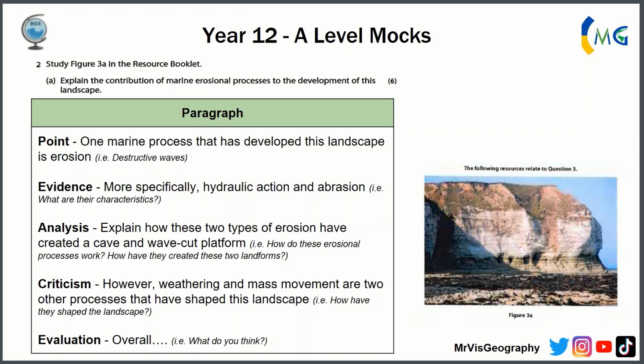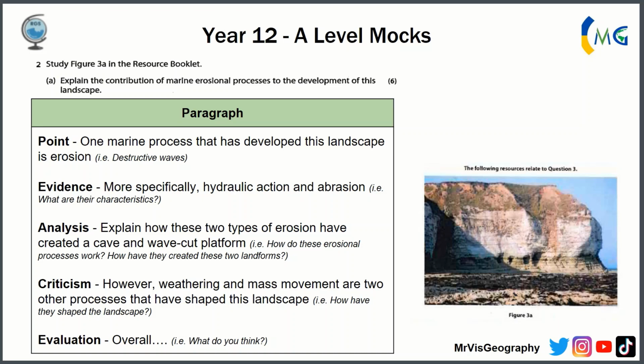Second question, the second long question was about the coast in this case. It was a 6-mark question. For 6-mark questions, you only do one paragraph: point, evidence, analyze, criticism, and evaluate. The question asks you to explain the contribution of marine erosion processes to the development of this landscape.